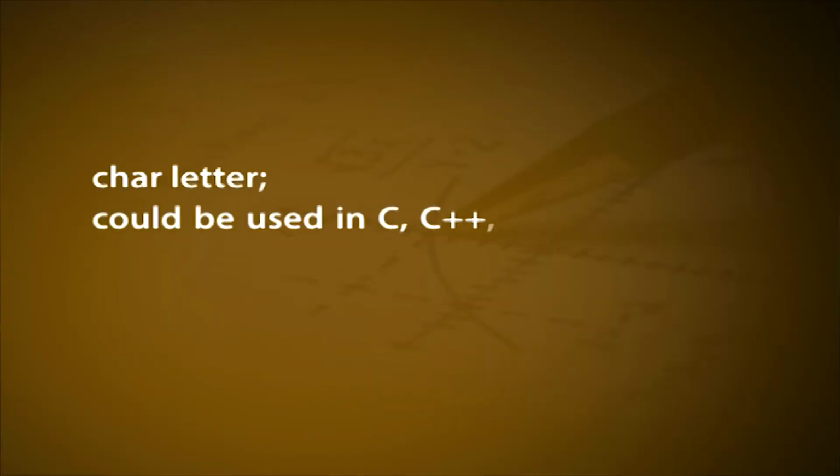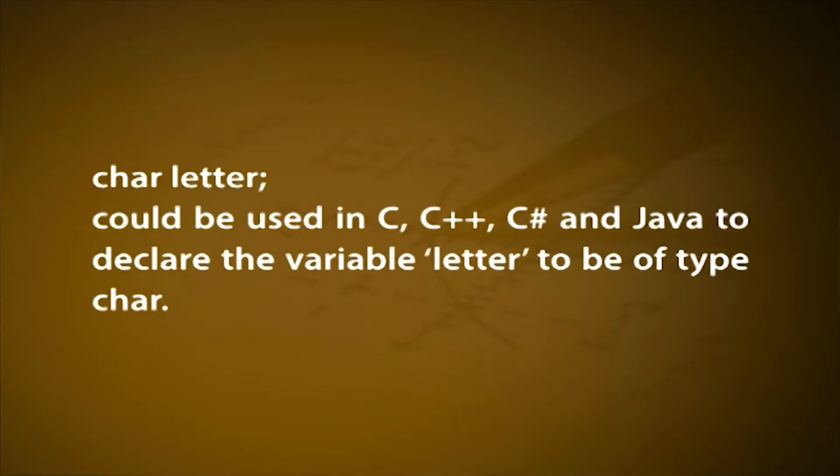The statement char letter could be used in C, C++, C# and Java to declare the variable letter to be of type char. The type boolean refers to data items that can take only true or false values. The operation of boolean includes inquiries as to whether the current value is true or false. The types such as int, char, float, boolean are called the primitive types. The translator uses the knowledge from the declaration statements to translate it into machine language and to signal the errors in operation.